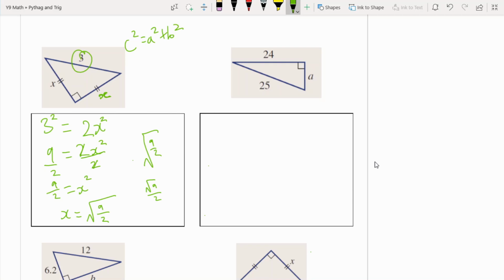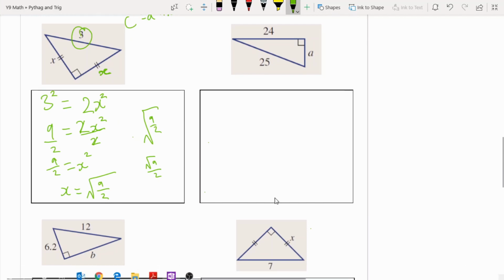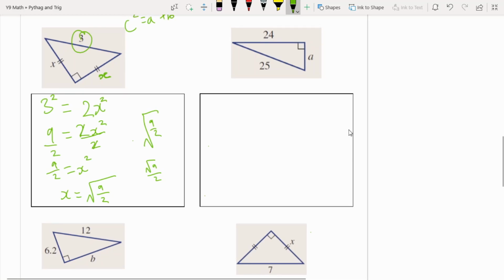Alright, pause the video here and you guys can have a go at working through the next 3 questions. Alright, welcome back. Hope you're pretty confident with Pythagoras' theorem now. I'll go through this first one with you guys. Start once again just by writing the formula. You guys should really know this by now.